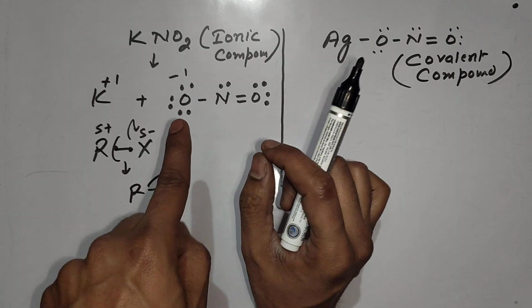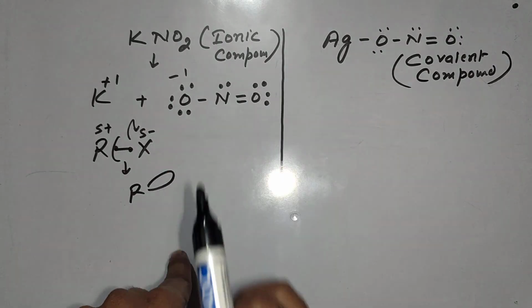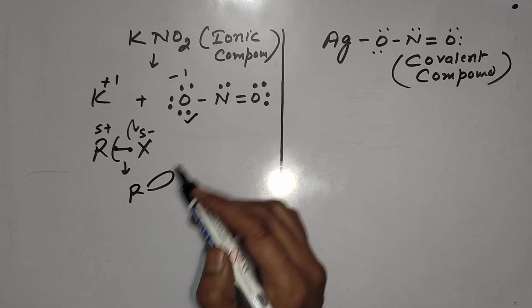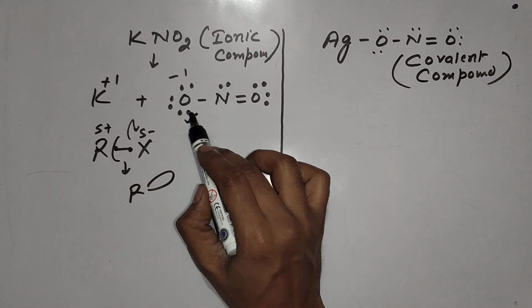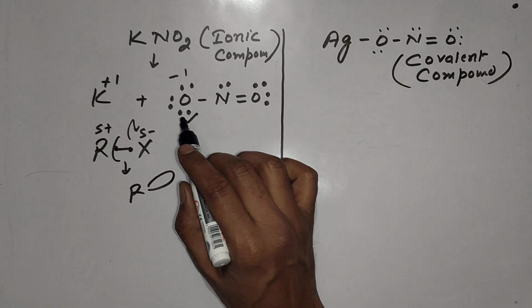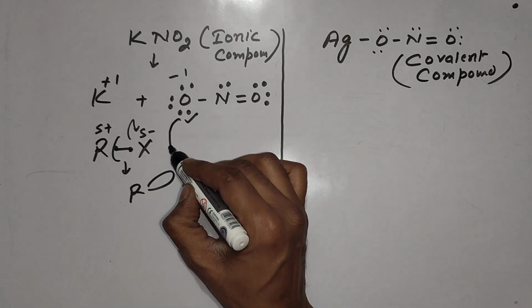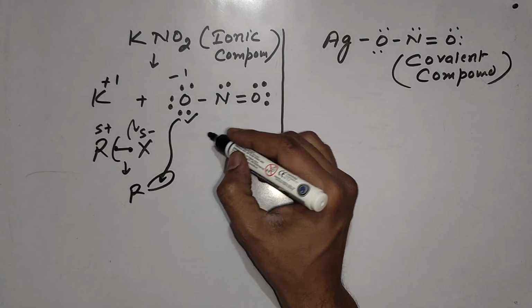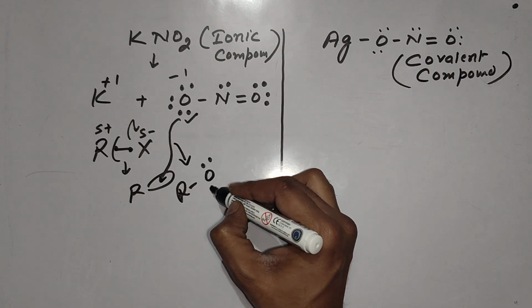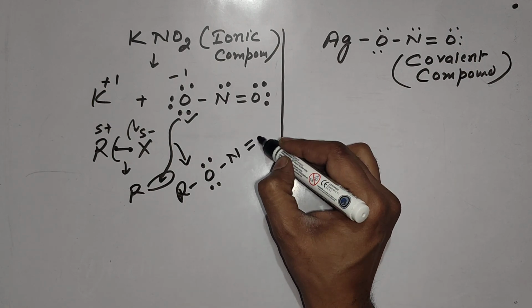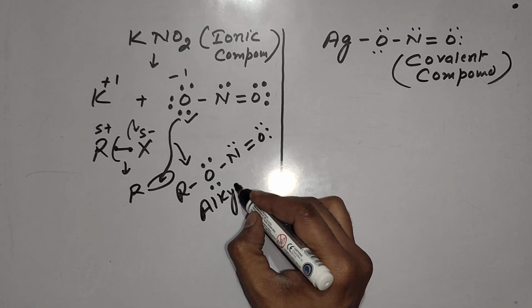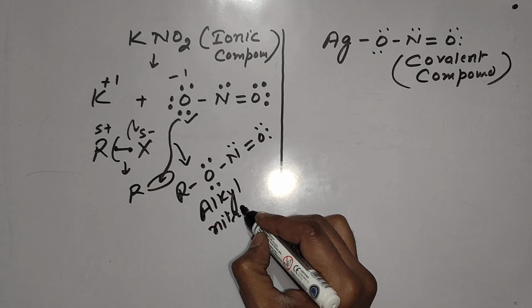Now which atom is in the best state to provide electrons? This one. Because right now it is carrying 3 lone pairs, which is making this oxygen unstable. So this oxygen is ready to donate electrons to R very easily. So the bond formation will be through the oxygen side, and alkyl nitrite will generate here.